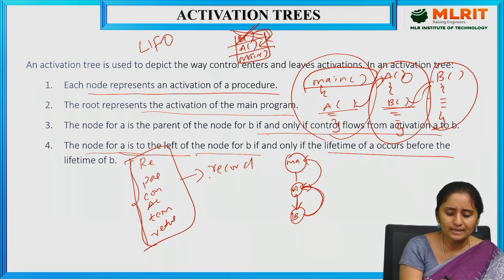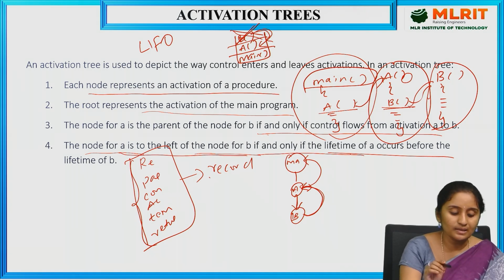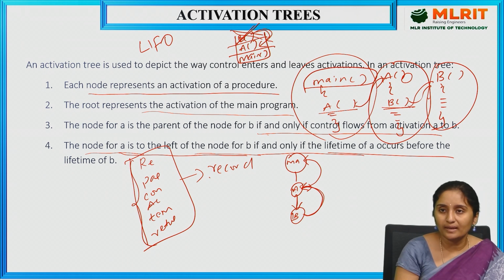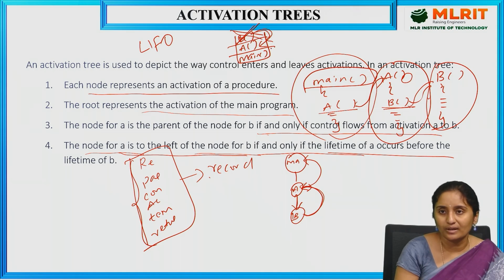See here, A is left of the node for B if and only if the lifetime of A occurs before the lifetime of B. So before the lifetime of B, A will be there. Once the B execution is completed, then only A can be completed. So until then A should be there. So the A lifetime will be there until the lifetime of B completes.